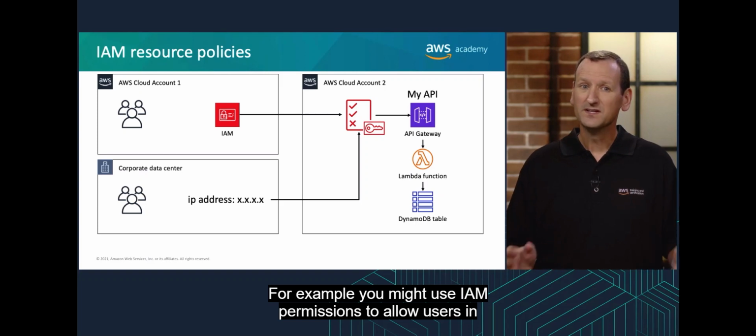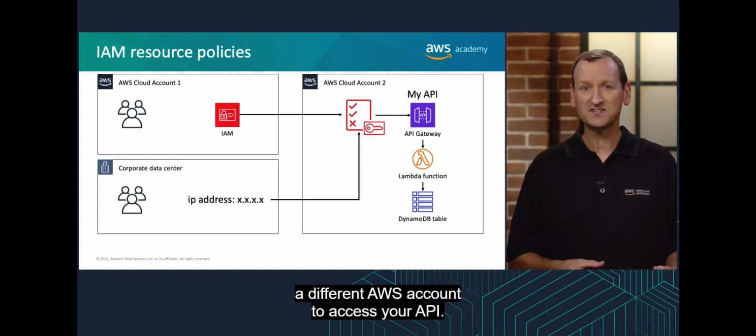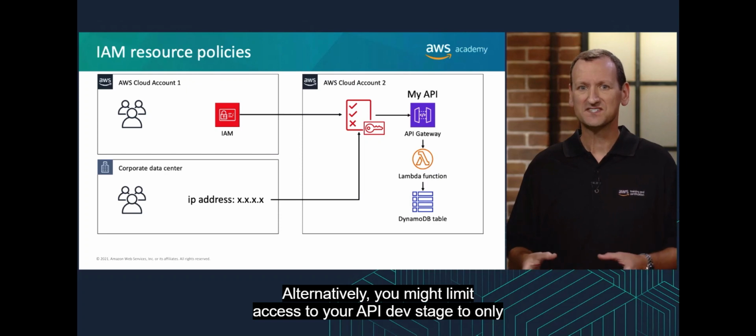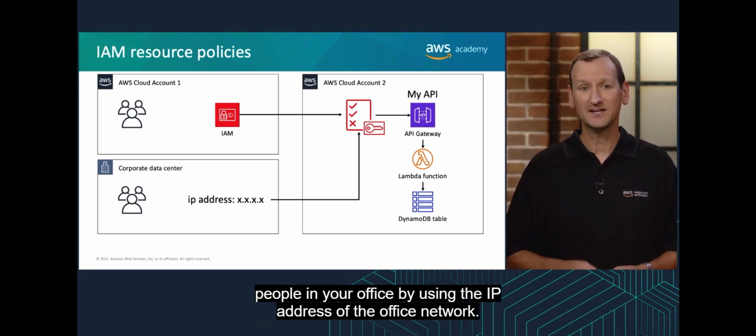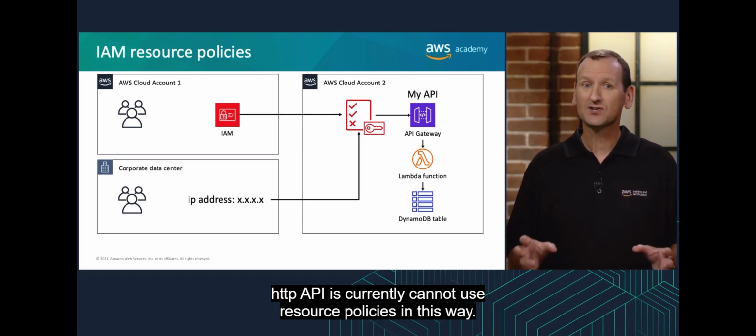For example, you might use IAM permissions to allow users in a different AWS account to access your API. Alternatively, you might limit access to your API's dev stage to only people in your office by using the IP address of the office network. HTTP APIs currently cannot use resource policies in this way.